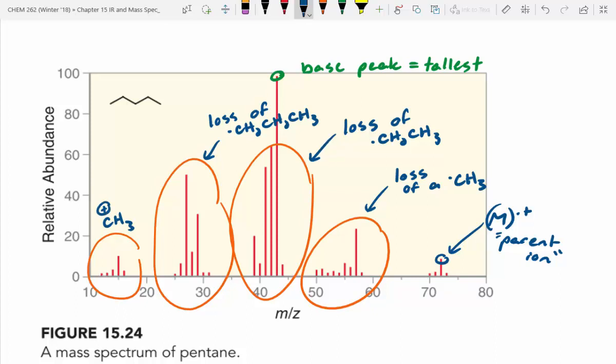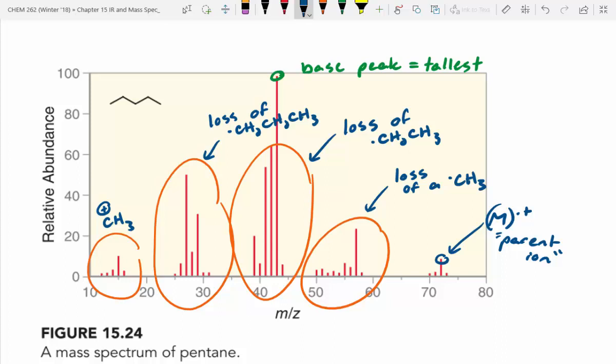Yep. So using this technique, you don't really have any control over which bonds are going to break. The weakest ones tend to be the most likely ones to break. So in that regard, we can predict that our base peak, the tallest one, is going to be the result of the bonds that are easiest to break, right? So if you remember back when we were talking about peroxides, we said oxygen-oxygen single bonds are really easy to break. So in mass spec, we would likely see cleavage of bonds that tend to be weaker than other bonds.